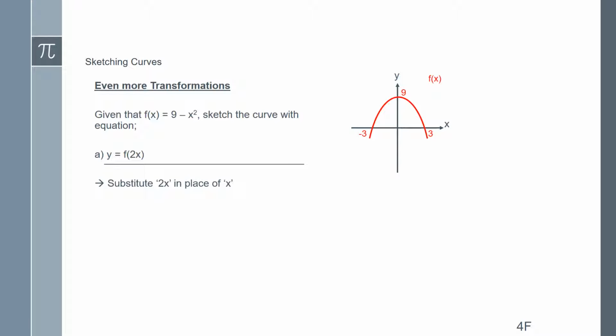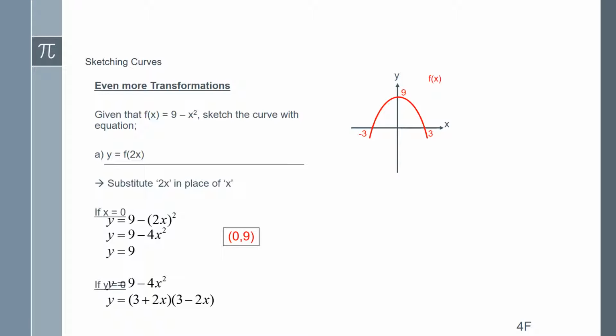If we substitute 2x in place of x, it's 9 minus 2x squared, so 9 minus 4x squared. If x is 0, y is still equal to 9, so f of 2x doesn't change it vertically. However, if we now work out the solutions, 9 minus 4x squared factorizes to 3 plus 2x, 3 minus 2x, so the intercepts are minus 1.5 and 1.5. You can see it makes it narrower.